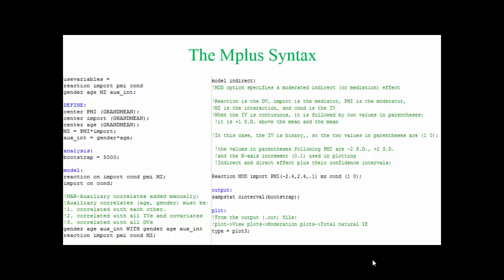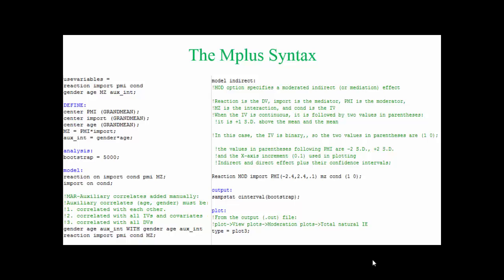So, to add age and gender as auxiliary correlates of missing data, the three rules are: the auxiliary correlates have to be correlated with each other, correlated with all independent variables, covariates, mediators, moderators in the model, as well as correlated with all DVs or response variables. So what these commands are doing is just that, correlating age and gender with age and gender, all of our predictors, and our response variable. So I'm adding it manually here because I want that information to help with missing data handling. But I don't want Mplus to squawk at me if I try to use auxiliary M.